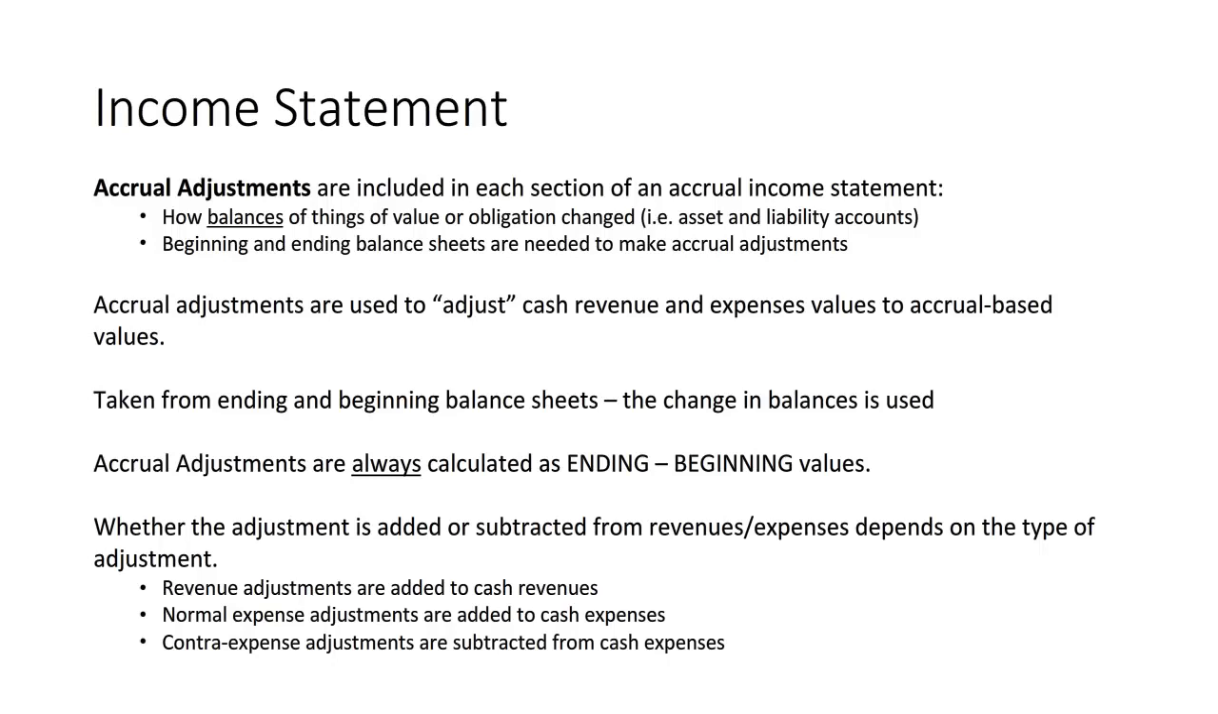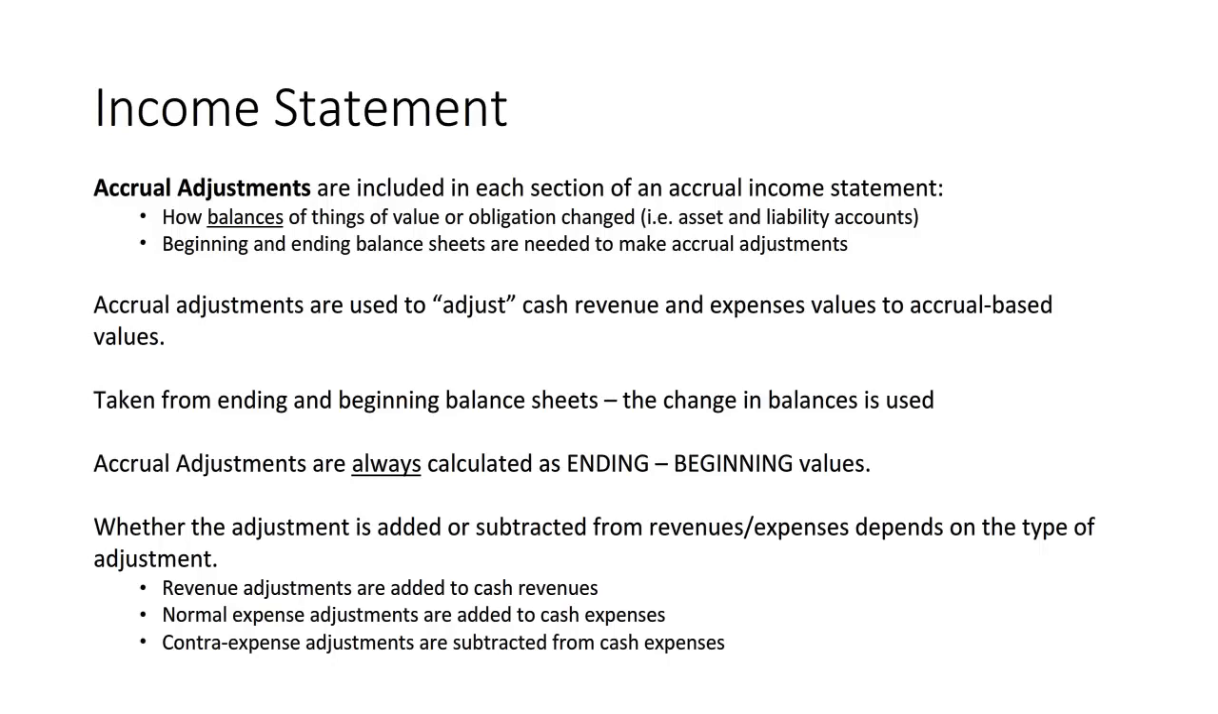So we're going to have 2 broad categories of adjustments: revenue adjustments and expense adjustments. And then for expense adjustments, there's actually 2 types. So a total of 3 types of adjustments that we'll be considering here. So revenue adjustments are adjustments that are added to the cash revenue number on our income statement. And then for expenses, we have normal adjustments, which are added to the cash expense value in that category. We also have contra expense adjustments, which are subtracted from cash expenses.